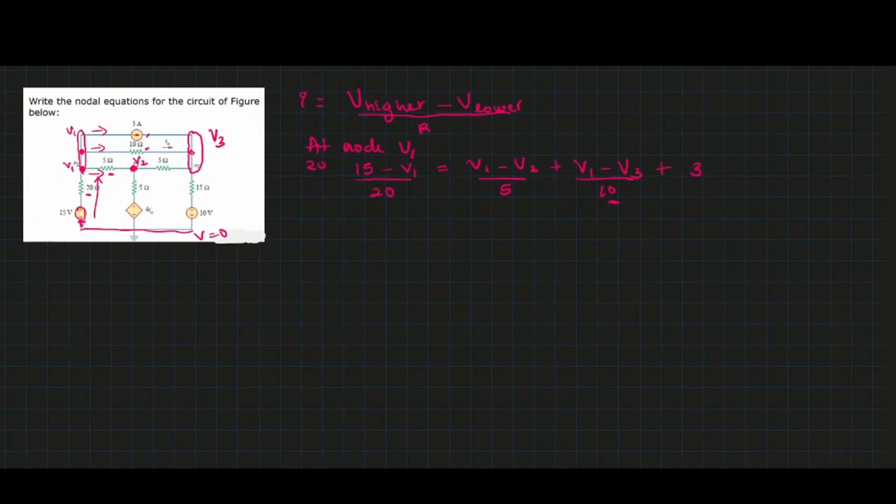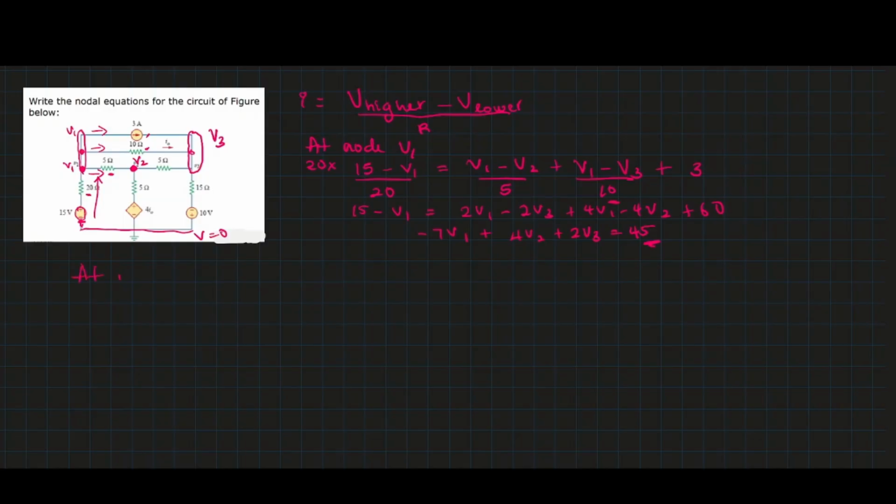Multiply through the equation with 20. You're simply going to get 15 minus V1 equals 2V1 minus 2V3 plus 4V1 minus 4V2 plus 60. This is to this, this is to this. Simplify the equation, you get minus 7V1 plus 4V2 plus 2V3 equals 45. So this is the first equation.